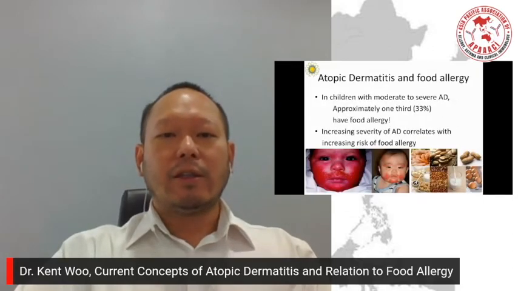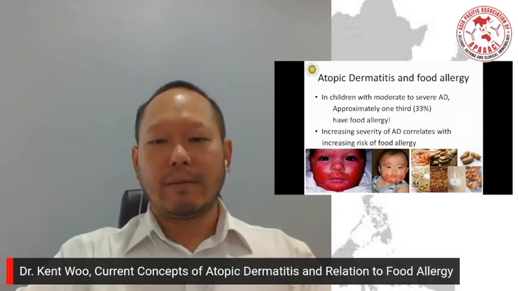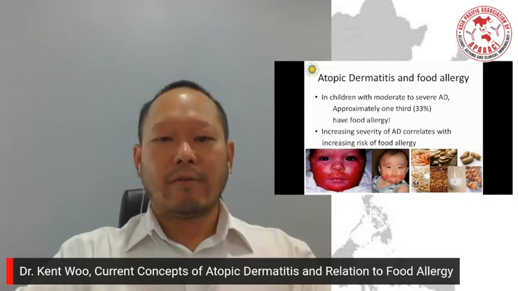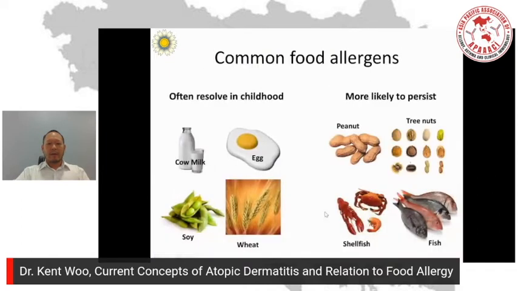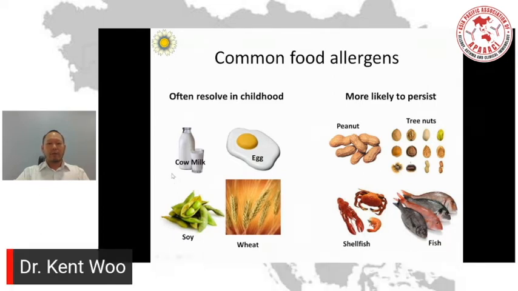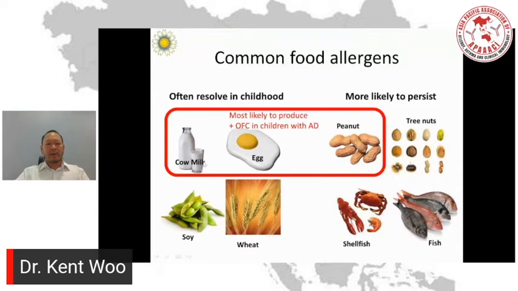So we know that in children with moderate to severe atopic dermatitis, approximately one-third will have food allergy. And the more severe the atopic dermatitis, the higher the risk of food allergy. Now, these are our big eight food allergens that we see in children. And over here on this corner are the food allergies that often resolve in childhood. And over here on this corner are food allergies that are more likely to persist throughout the lifetime. Now, these three food allergens, which are cow milk, egg, and peanut, are the foods that are most likely to produce a positive oral food challenge in these children with atopic dermatitis.